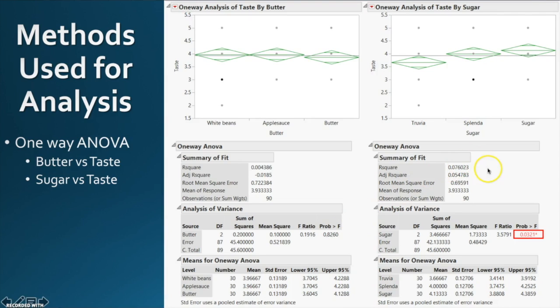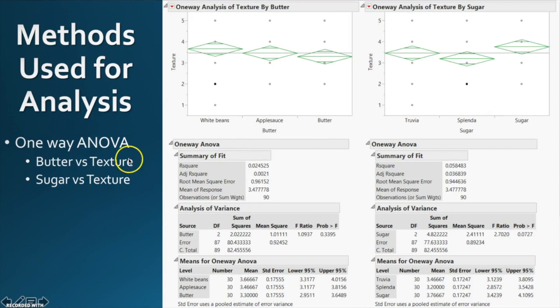Going over here to taste by sugar, this p-value is below 0.05. So there is a difference between the type of sugar that you're using and the taste that's going to be a result. You can also look at these graphs that they give you. Right here you can see that the different means of each of these are very close to the overall mean of taste, which is at 4. And right here for the sugar one, you can see that there's quite a lot of variance between these three different categories: the Truvia, Splenda, and normal sugar.